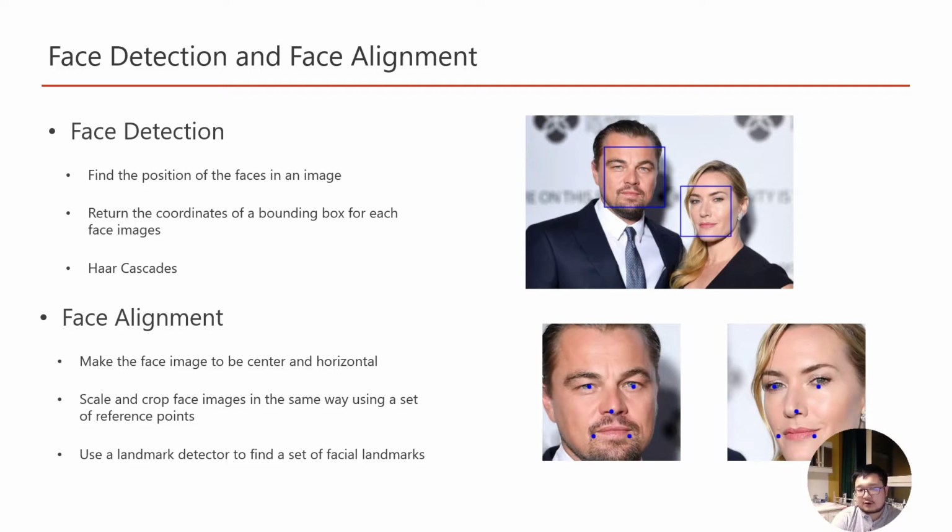It is basically scaling and cropping the face images in the same way using a set of reference points. We are using a landmark detector to find a set of facial landmarks. On the right side, you can see that we are trying to find the facial landmarks of those two faces. We are using landmarks such as the center of the eyes, the position of the nose, and the left and right sides of the lips. You can see that for both images, those points are in the same position. And you can notice that there is a slight rotation if you compare this to the original images here.